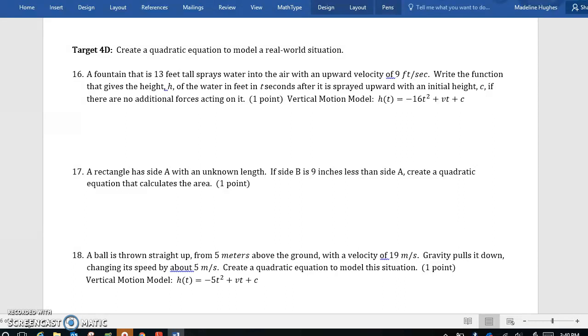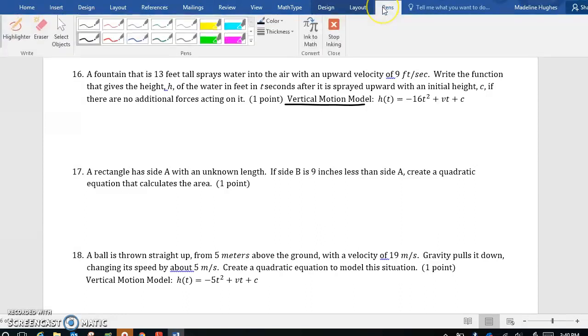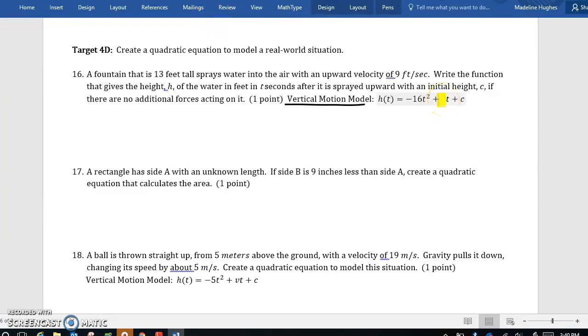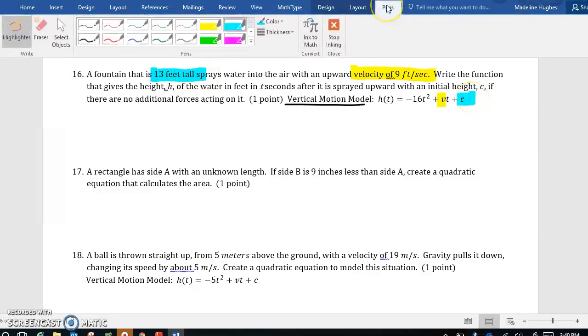There's no additional forces acting on it. And we have this vertical motion model here that we're going to use, which is h of t equals negative 16t squared plus vt plus c. So we have to know here that the v right here is the velocity, and they give us the velocity. So instead of v, we're going to plug in 9 feet. Now c is the fountain that sprays that water into the air, so how tall it is, and that would be that 13 feet tall. So that we're going to plug in for c. Everything else stays the same.